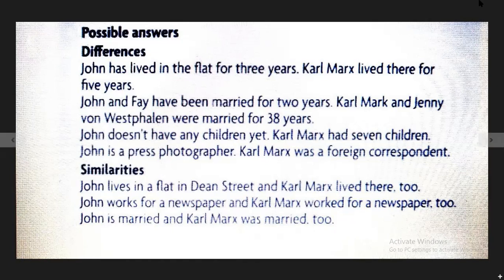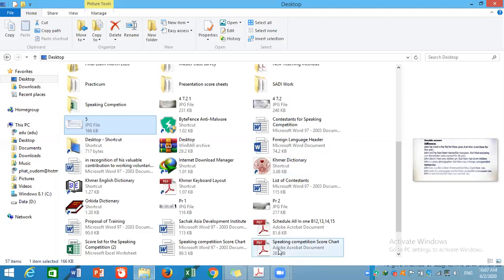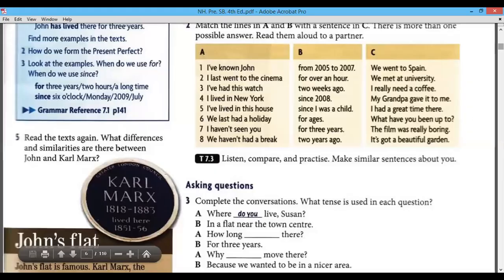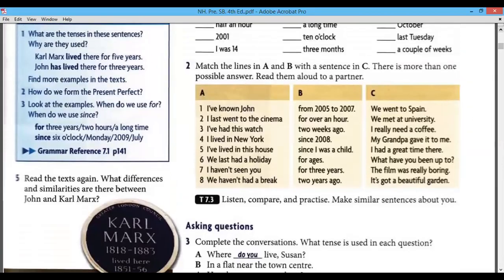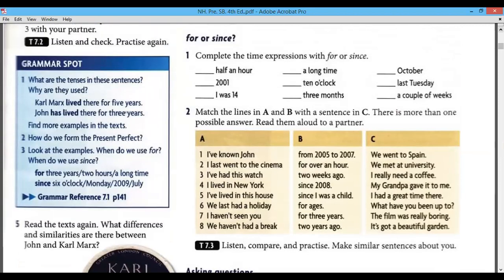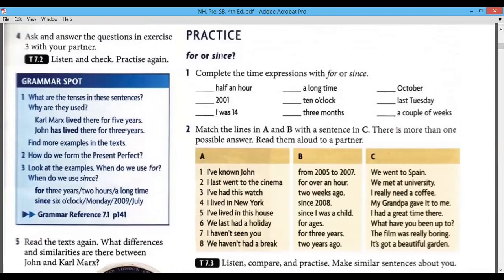Let's go back to your book, everyone. Now let's move back to your book. So practice, look at the practice. Practice: for or since. Okay, so now let's check the answer here. You need to complete the expression with for or since.